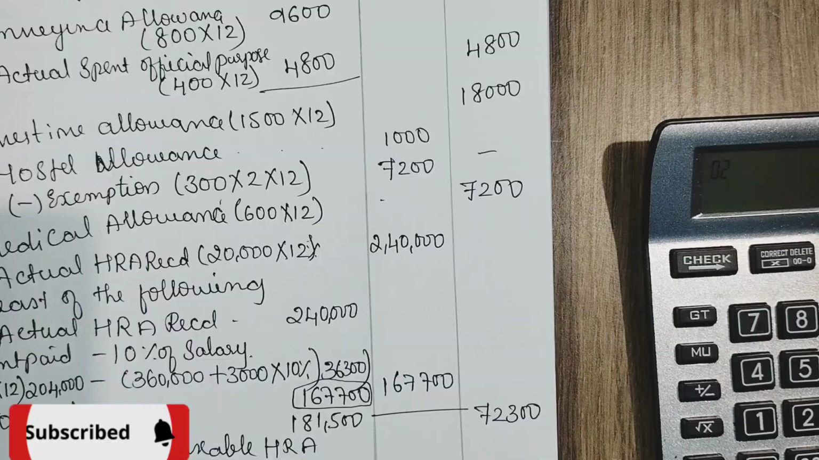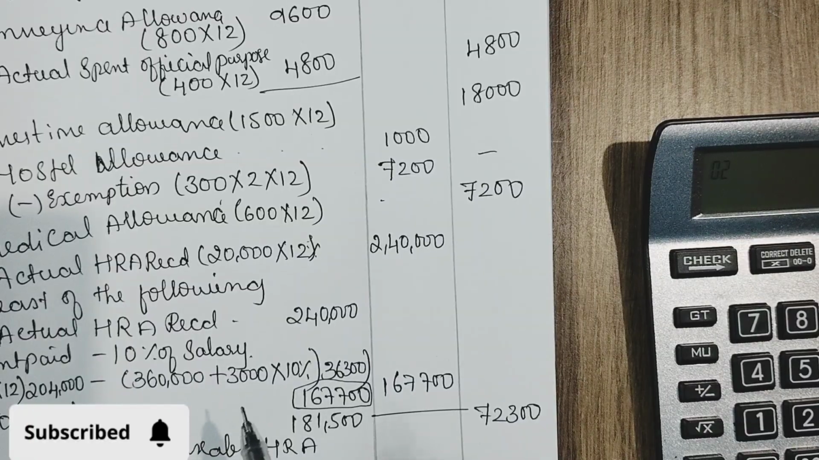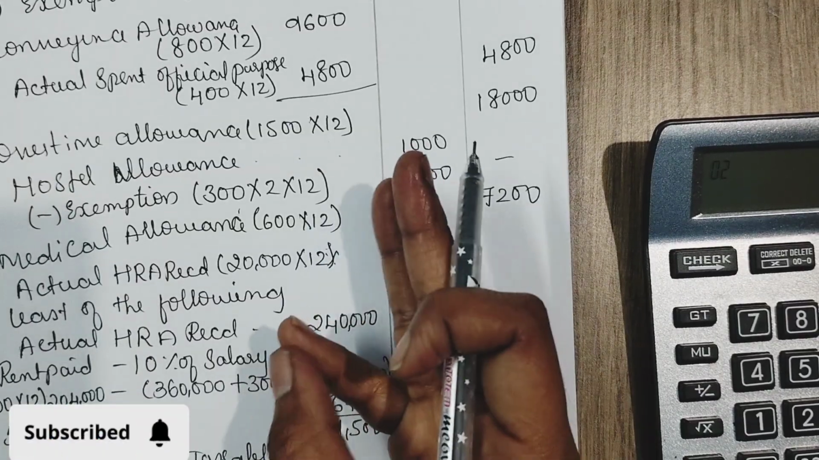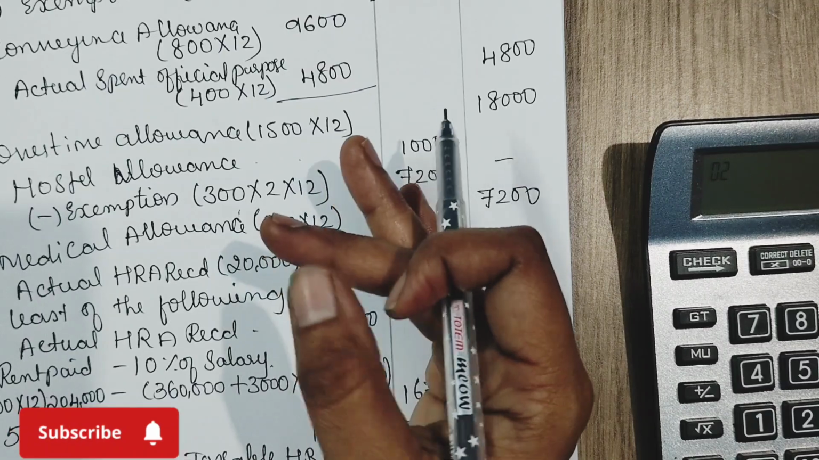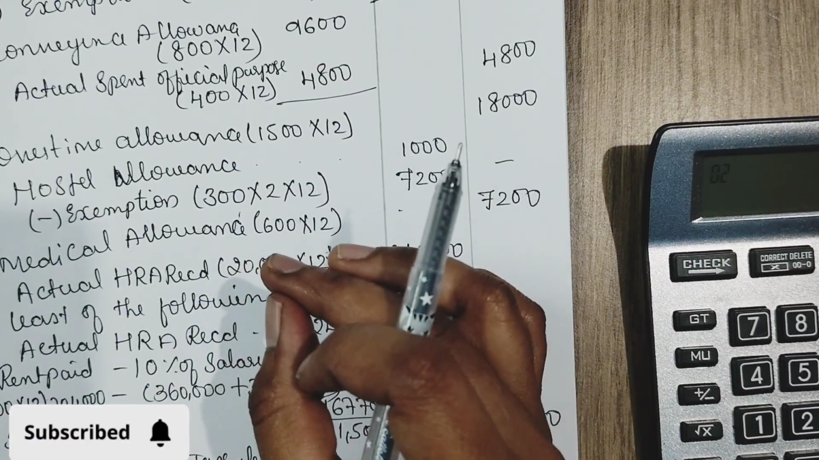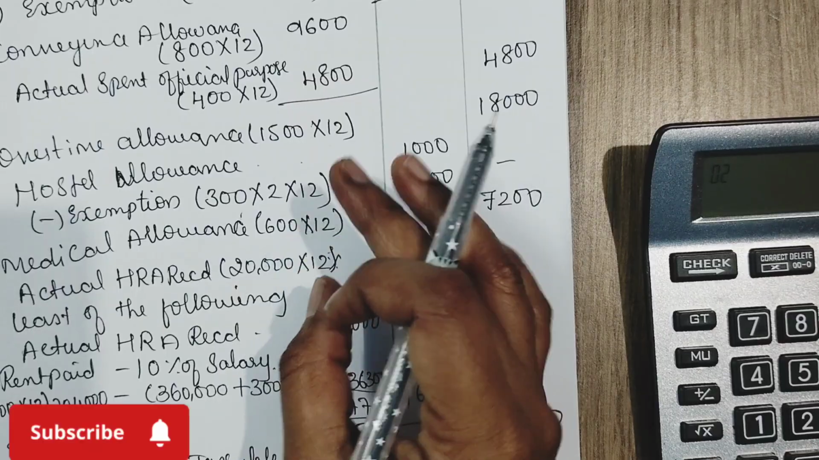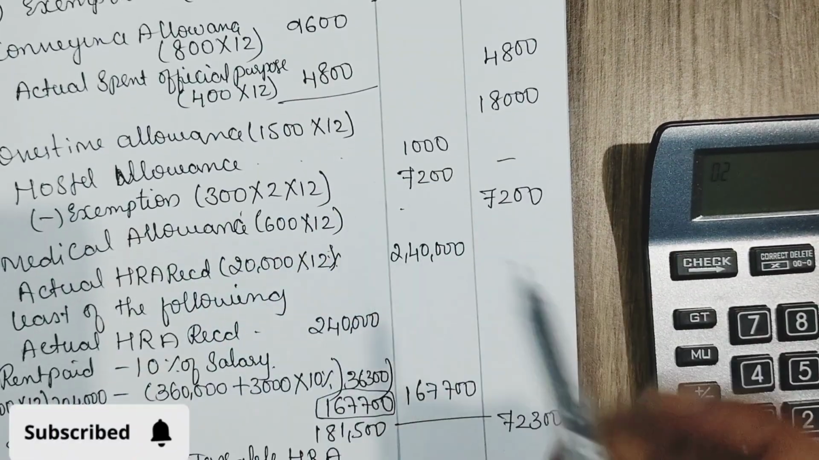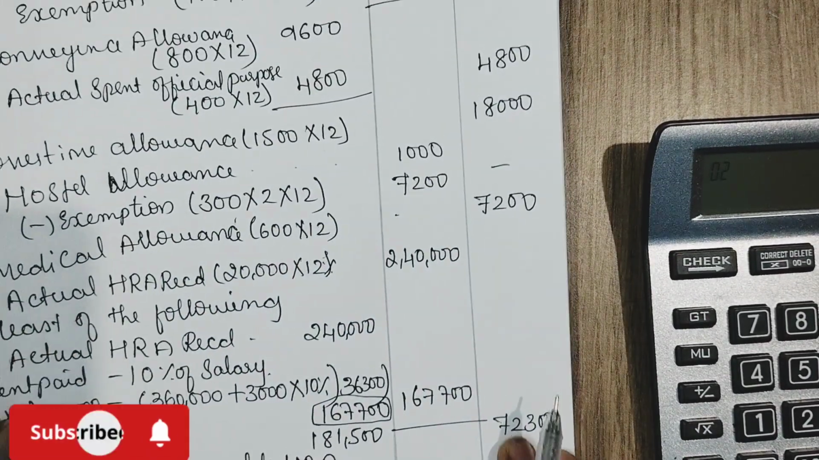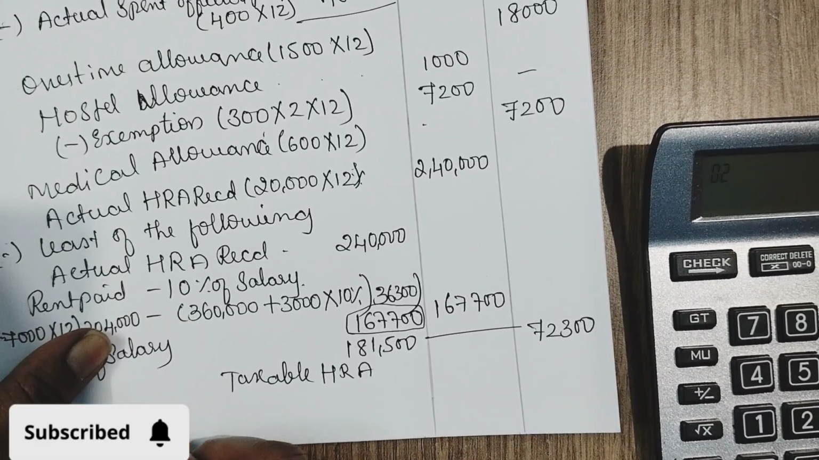Now, why are you taking 50% of salary? Because it is Chennai. In case of Chennai, Delhi, Mumbai, Kolkata, you have to take it as 50% of salary. Other cities you have to take it as 40% of salary. Okay, now we need to calculate gross salary.